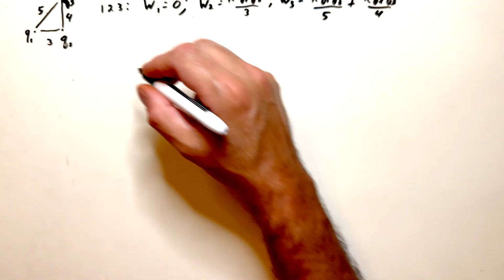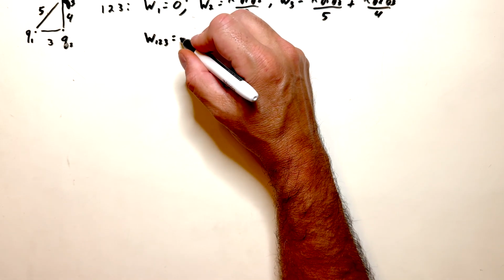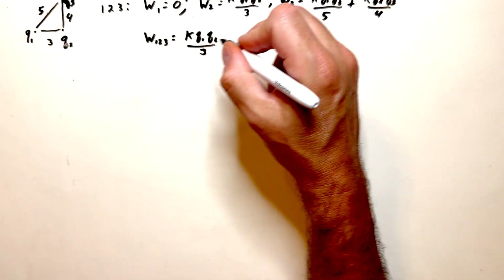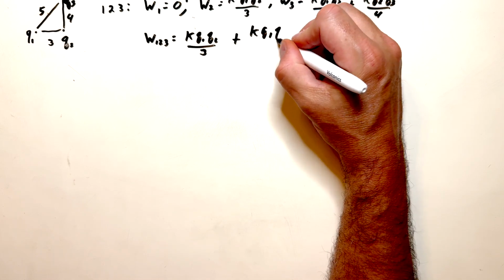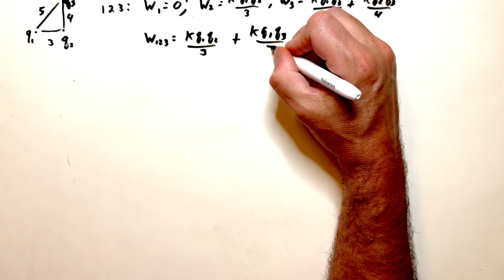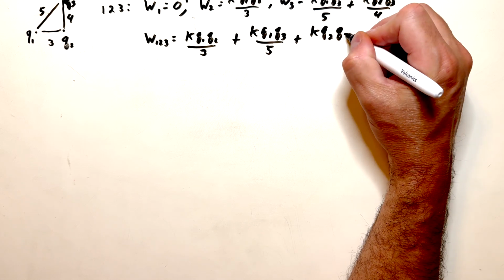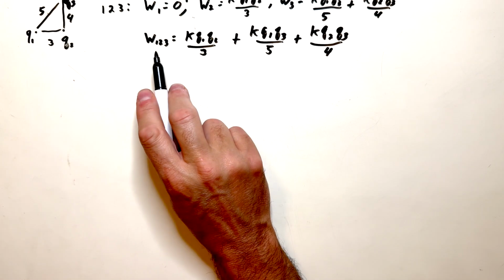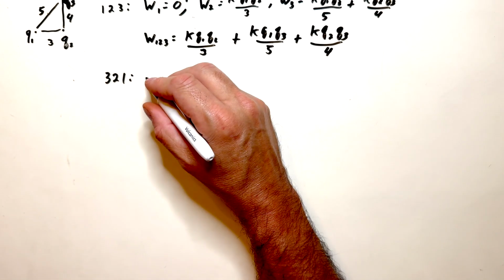And so in the end, the work, I'll call it W123, is equal to K Q1 Q2 divided by 3 plus K Q1 Q3 divided by 5 plus K Q2 Q3 divided by 4. Okay, so that's the work to put it in the order first charge 1, then charge 2, then charge 3. Now let's work it out for 3, 2, 1. So we'll put it in exactly backwards to the way we did it before.